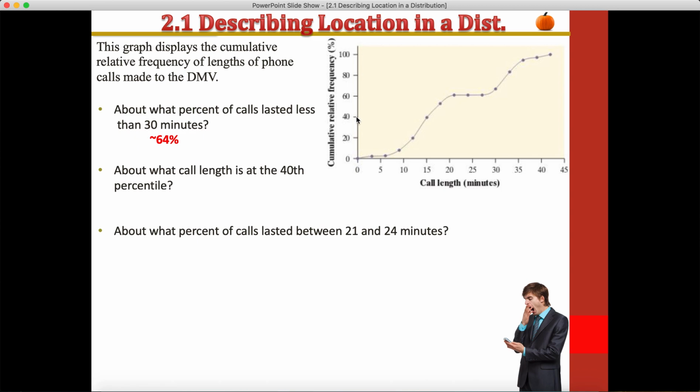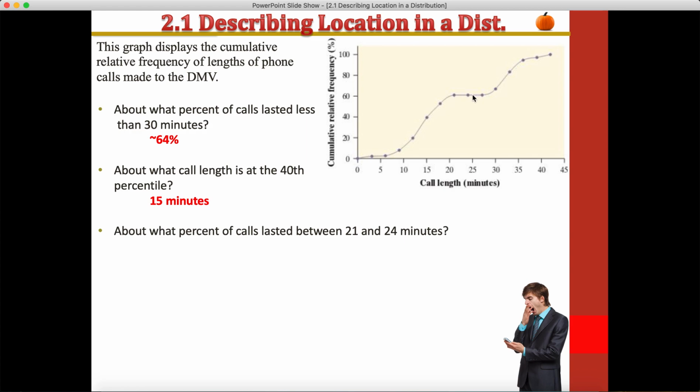So I want to find the point that has a y-coordinate of 40, and this point is at the 40th percentile, and then find the x-coordinate, the call length, that is associated with that. So that gives me 15 minutes. Great. And if you could answer the next question correctly, this is a big deal in terms of understanding what this distribution actually is. About what percent of calls lasted between 21 and 24 minutes?